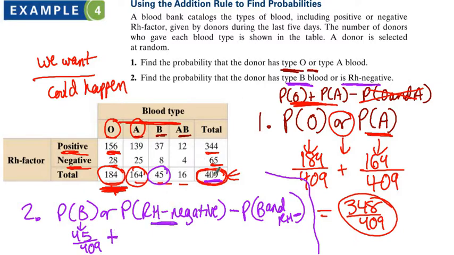What's the chance of getting, remember OR means plus, what's the chance of getting RH negative? Out of 409, there are 65 people that are RH negative. I'm using this row right here. So 65 out of 409. And then minus the overlap.